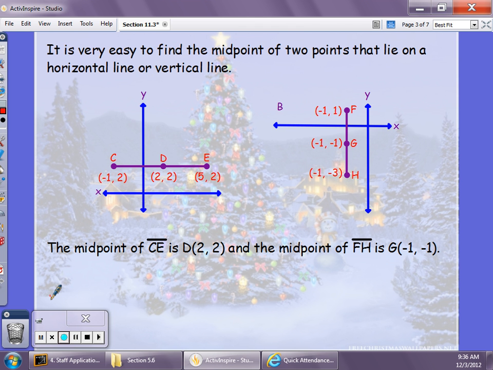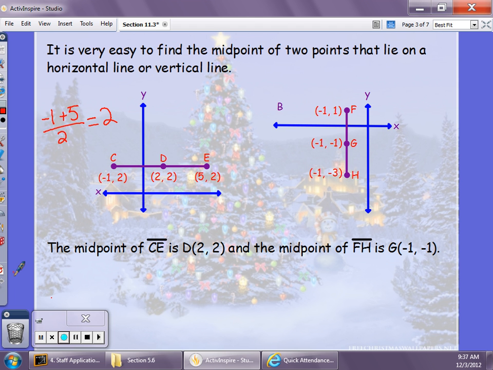In order to find the x value, we're going to find the midpoint, or the average, of the x values for C and E. So C has an x value of -1, E has an x value of 5, so -1 plus 5 divided by 2 gives me a midpoint value of the x at coordinate 2. So therefore the midpoint of segment CE is at point D, which has an ordered pair of 2, 2.